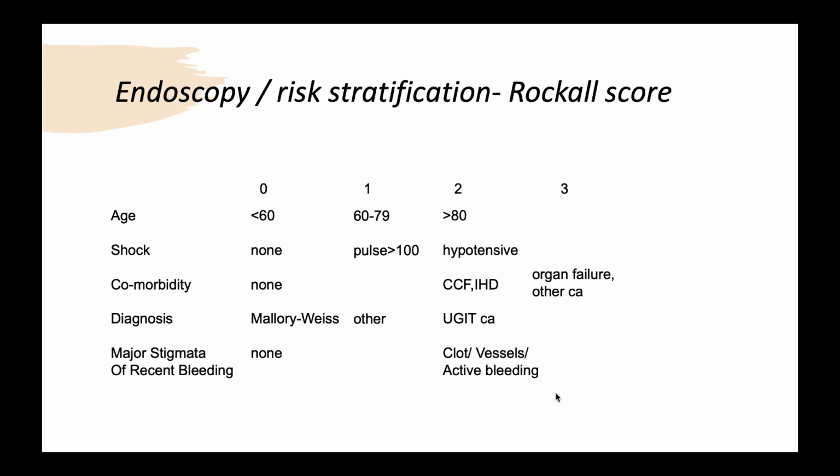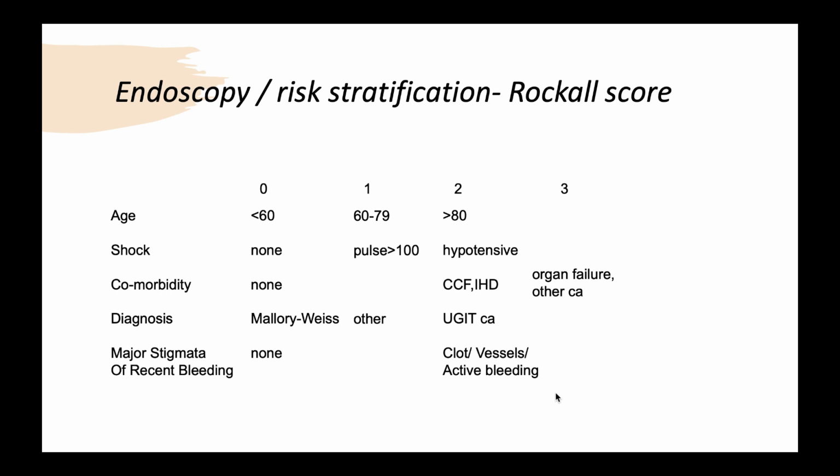And if you know that they have a Mallory-Weiss tear, then definitely there's a lower score, as well as if you think that the patient has upper GI tract cancer, then obviously that would score more. Another thing that I didn't get when I was doing this module is the major stigmata of recent bleeding.